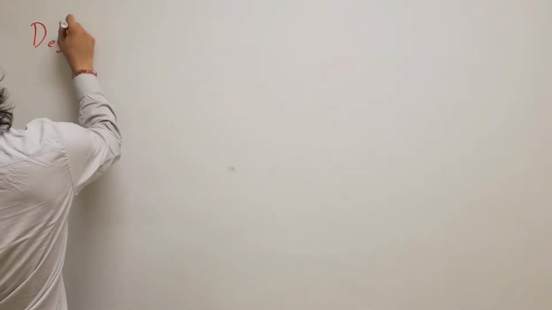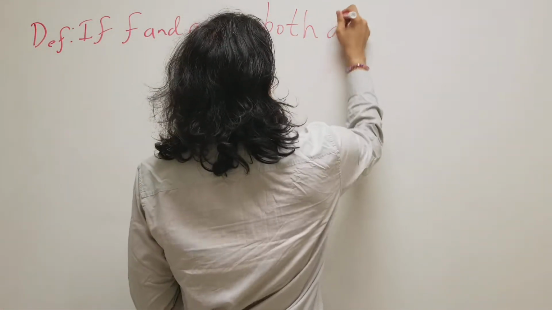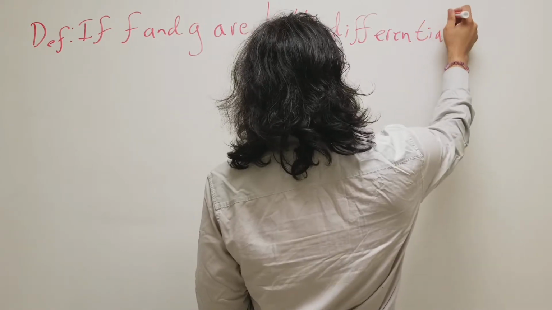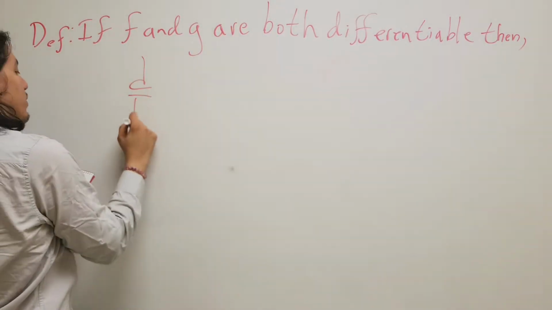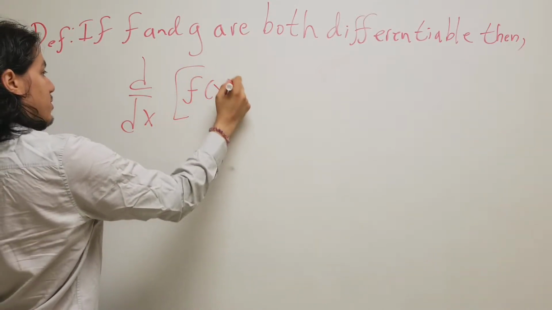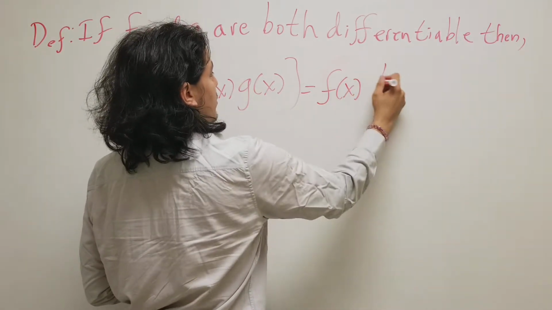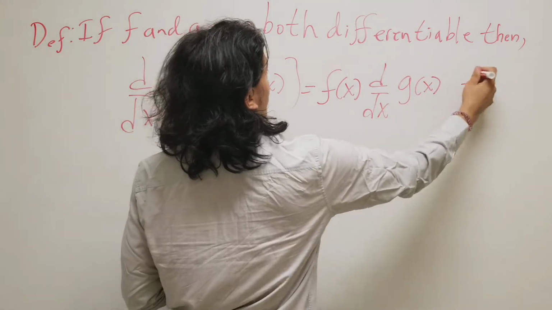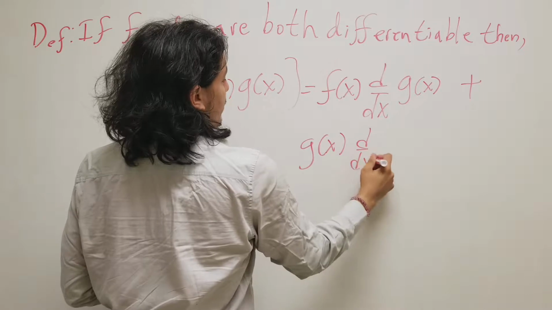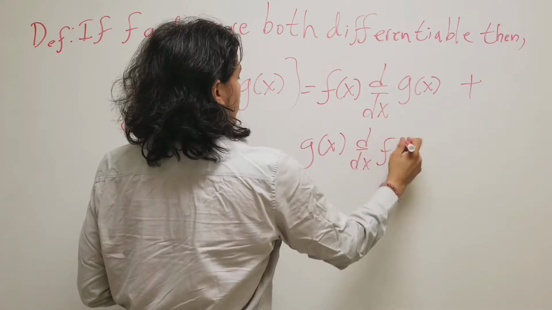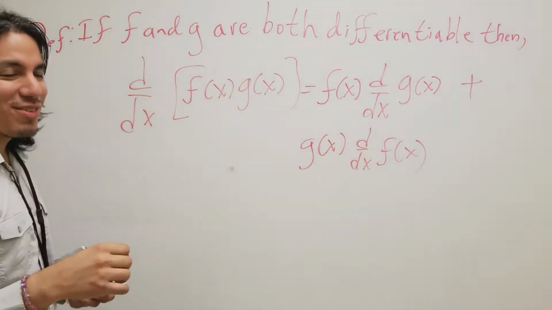So for the product rule, the definition is: if f and g are both differentiable, then d over dx of f of x times g of x, where you have two functions that are being multiplied, is going to be f of x times the derivative of g of x, plus g of x times the derivative of f of x. So essentially what you're doing is multiplying the product of the sums and the sums of the products, if you want to think of it that way.